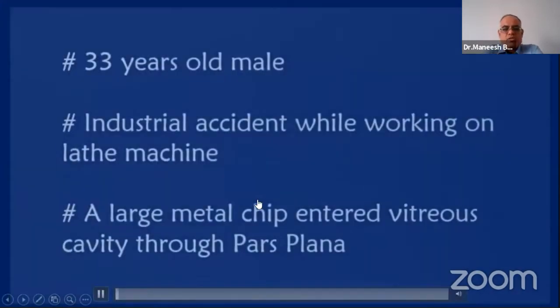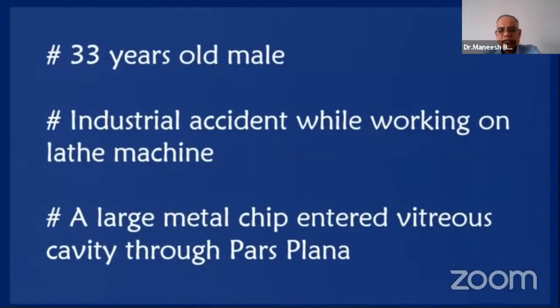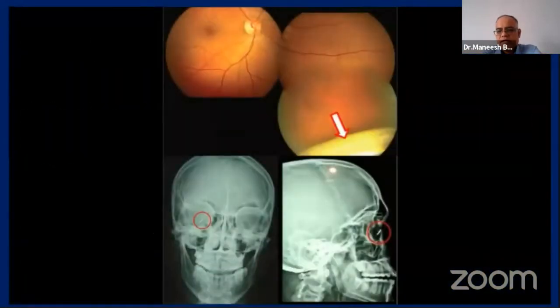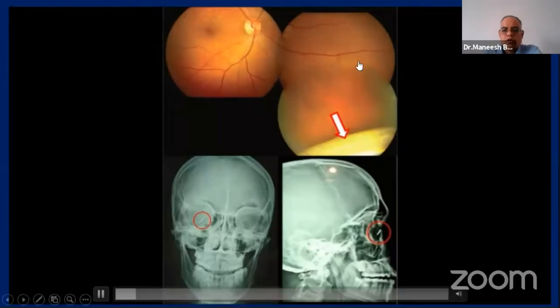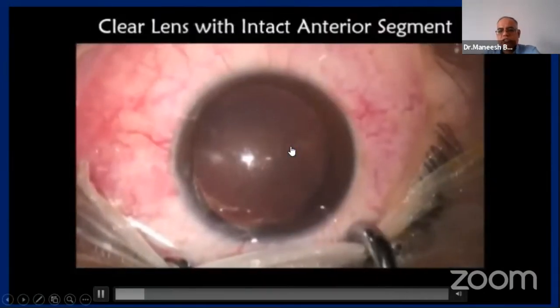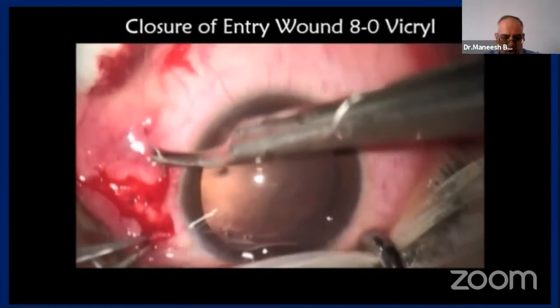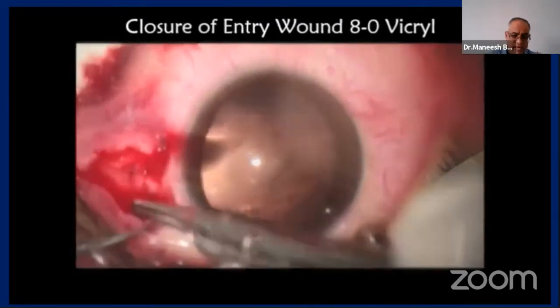The second patient was again a young patient who had an industrial accident while working on a lathe machine, and a large metal chip had entered the vitreous cavity through the pars plana. It was almost like a surgical insertion. The lens was untouched and clear, and it was a very large foreign body, as we saw on the X-ray.